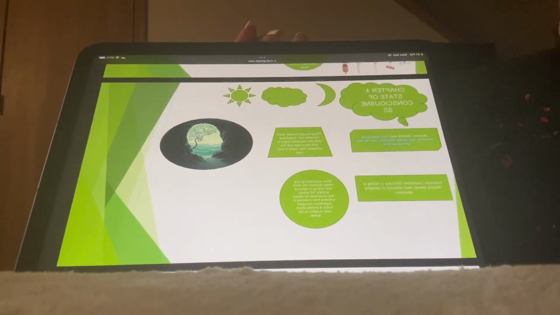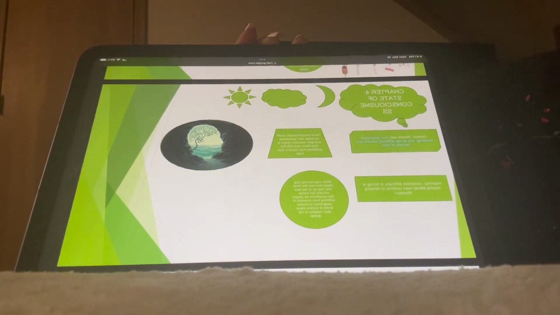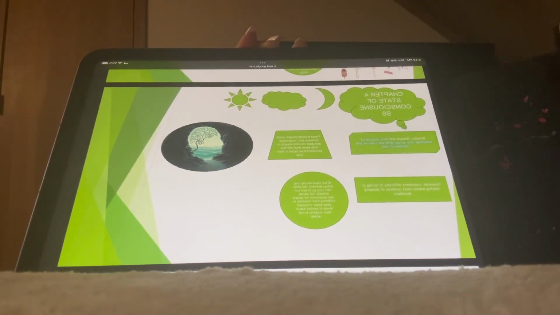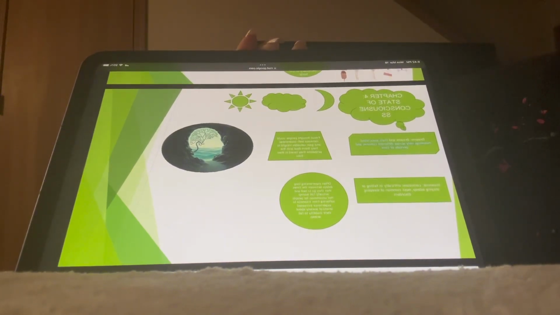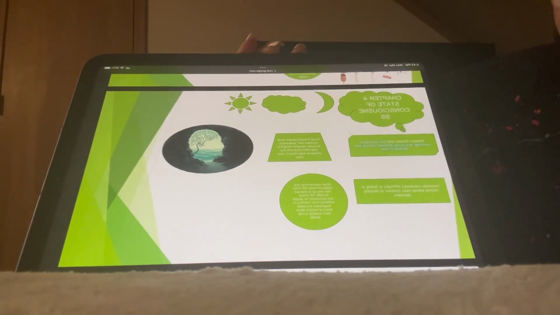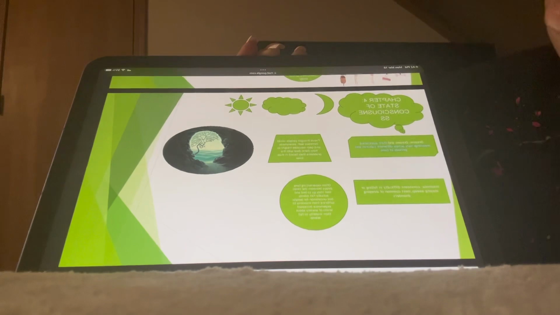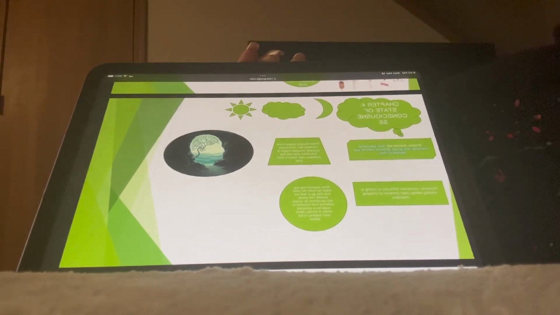Another topic is insomnia, consistent difficulty in falling or staying asleep, the most common of sleeping disorders. So these people often experience long delays between the time that they go to bed and the time that they actually fall asleep, and some actually can't even fall asleep.